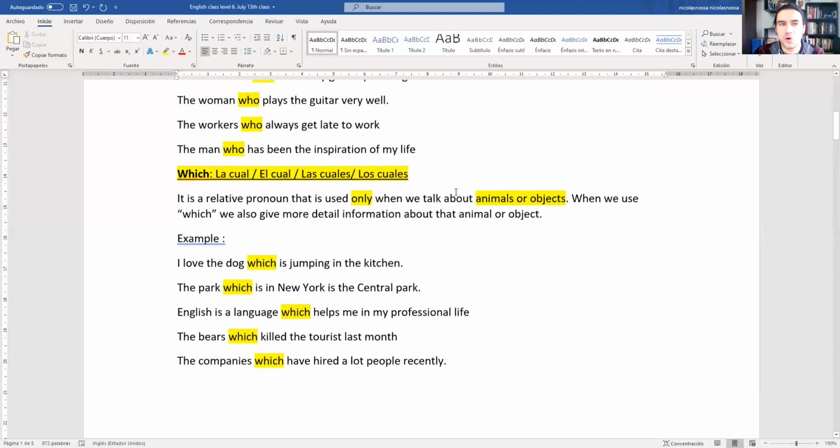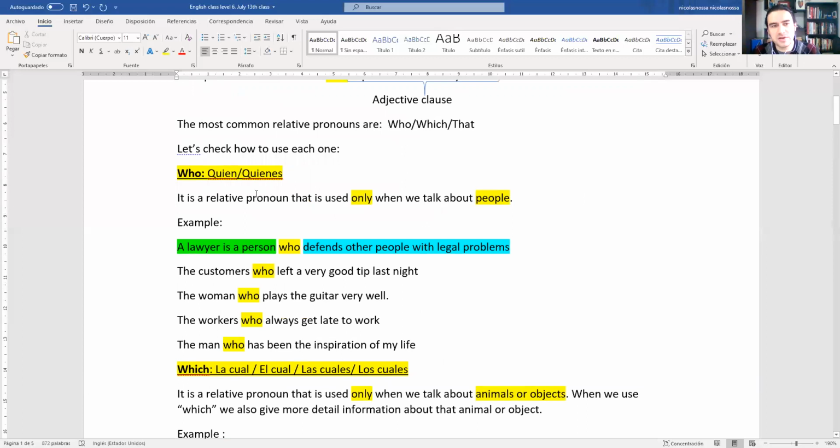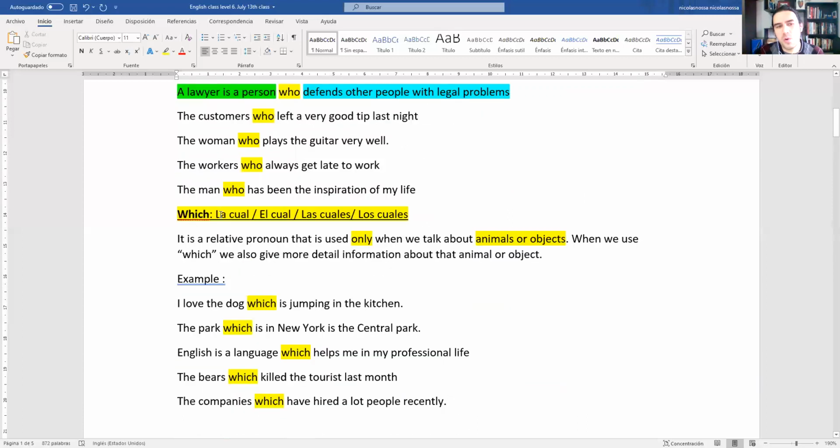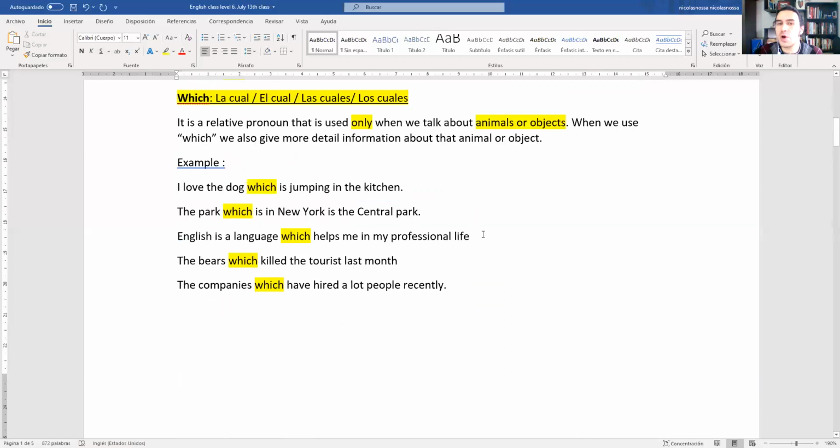Okay, so let's check, who for people, ¿no? ¿Quién o quiénes? Which, la cual o el cual, las cuales o los cuales, ¿no? And we talk about animals or objects, okay? When we talk about animals or objects.